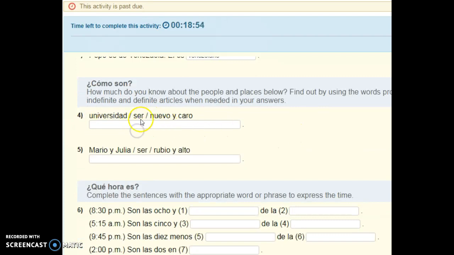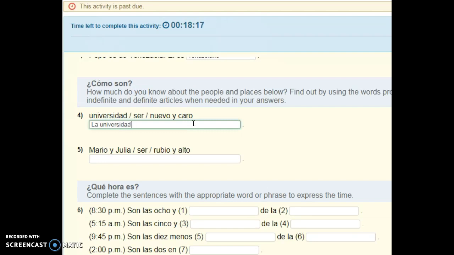Then the second section, this was another one that threw a lot of people off. So it gives you the subject of the sentence, it gives you the verb, and then it gives you the complement, the end of the sentence. But like it says here, find out by using the words provided to create a logical sentence. You need to create a complete and logical sentence, paying attention to agreement in gender and number, the conjugation of the verb, and like it says here, include indefinite and definite articles when needed in your answers. So let's look at what that might look like. So we wouldn't just say universidad. We would always say la universidad.